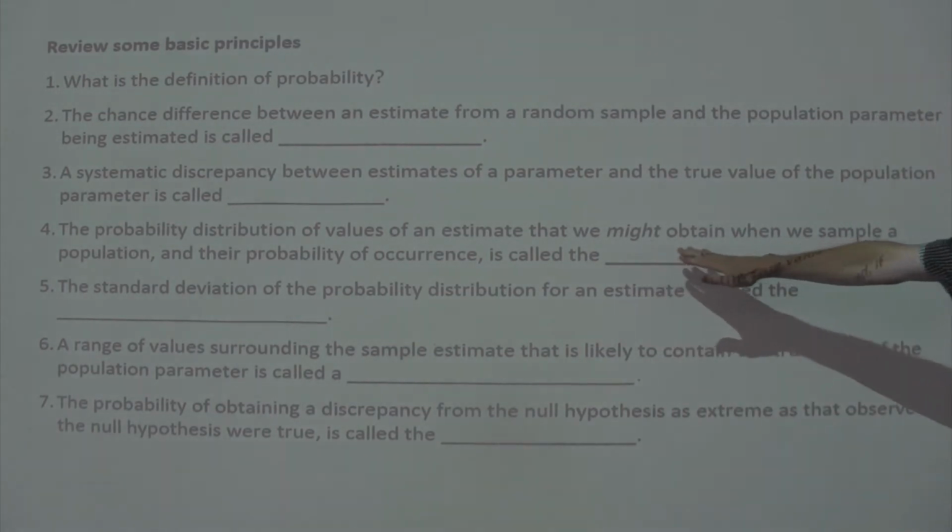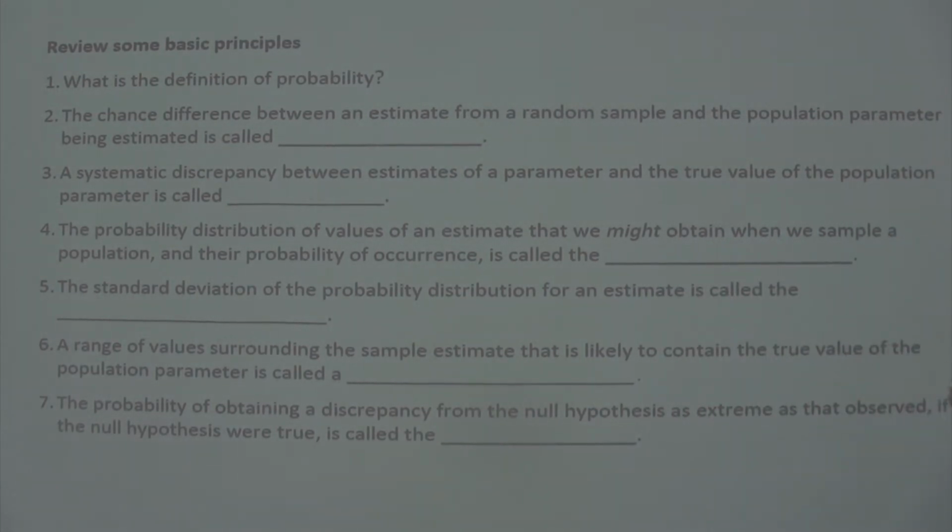The probability distribution of values of an estimate that we might obtain when we take a random sample from a population and the probability of their occurrence is called the... So the idea is there's a population out there, we take a random sample, we calculate our sample mean, x bar, but what we know is that if we went back and took another random sample, we'd actually get a different value. So there's a probability distribution of values we might get for x bar. What's that probability distribution called? Sampling distribution. Sampling distribution, that's right.